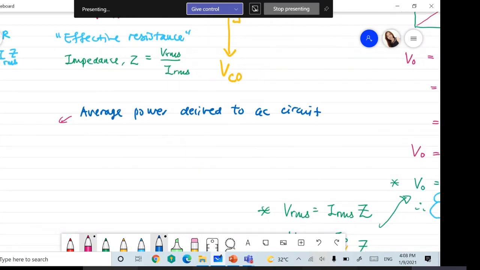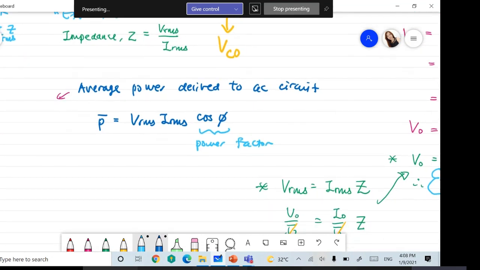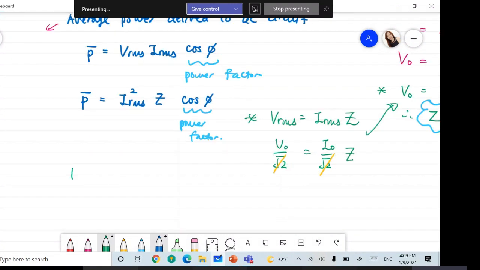So the average power of an AC circuit is not equal to Vrms multiplied by Irms only, but you have an additional term of cos phi. This term we call the power factor. Of course, it can also be expressed as average power equal to Irms squared multiplied by Z, with an additional term of cos phi as well, which is also called the power factor.